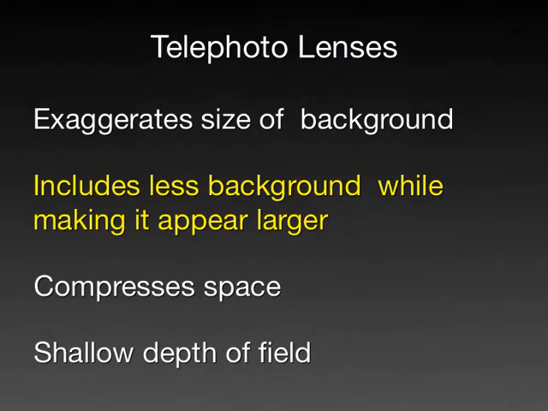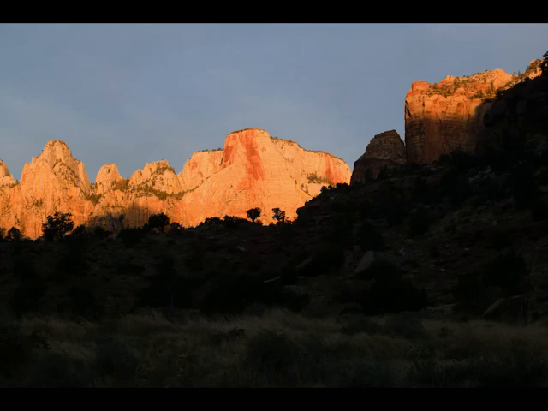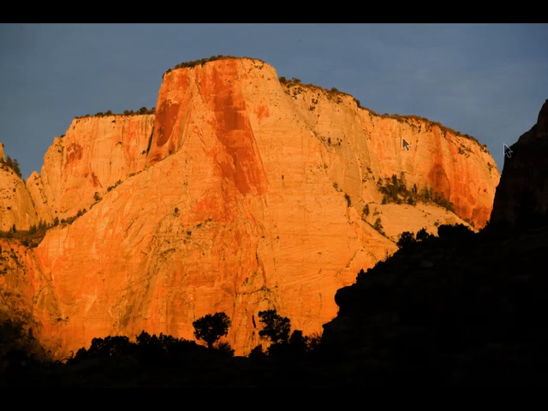Includes less background while making it appear larger. So if I was to shoot with a 50 millimeter lens, this scene would look something like this. I'm seeing a lot of the background, and the background seems pretty small by comparison to the foreground. Shoot with a long lens, and the background seems larger, and you see a lot less of it. I can't see anything off to the left and anything off to the right.